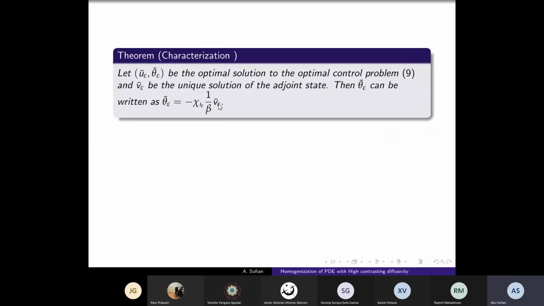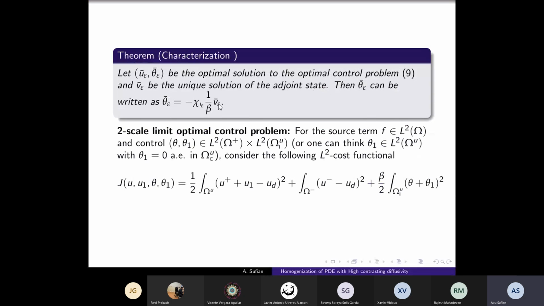So for this problem we will not be able to get a fully scale-separated form, but we will try to separate as much as we can. For this problem, if you see the limit optimal control problem, the control is going to have two parts, because if you remember, on I epsilon we have u epsilon converges to u plus and u1.